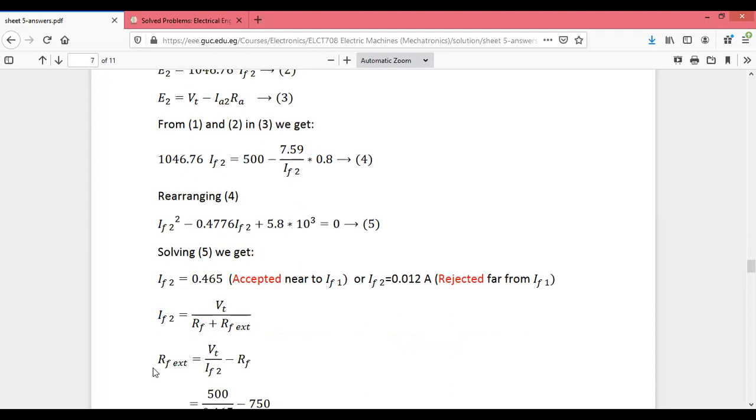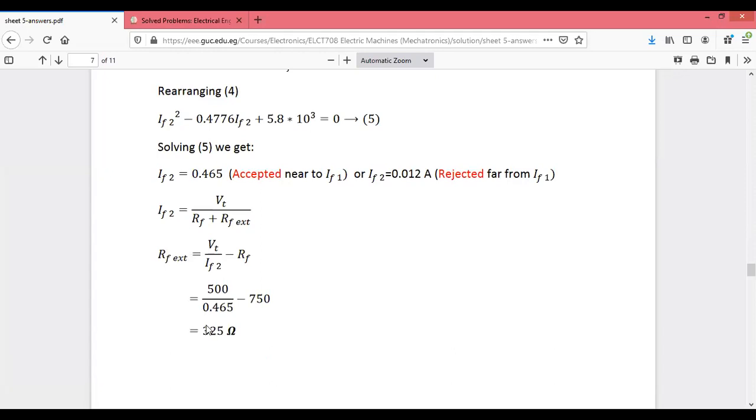But we are supposed to find the resistance now, not the current. How will we find it? According to Ohm's law, we can take I equal to V by total resistance, for lower speed and for higher speed. The lower speed resistance was already given, so we can put it as it is. The supply voltage is given, and IF2 we have calculated. If you put these in, you will get the field resistance at the higher speed. That value will be 325 ohm. You can practice, and if you face any issue, you can ask me.